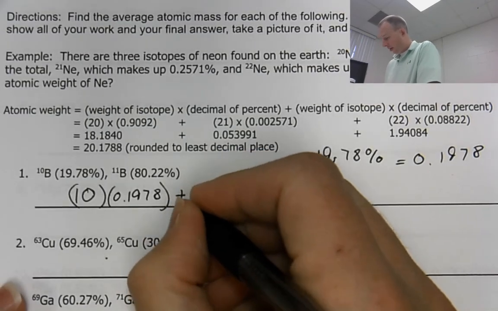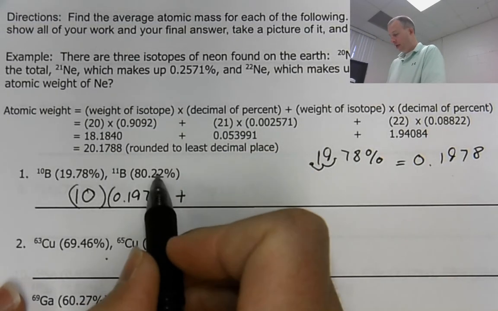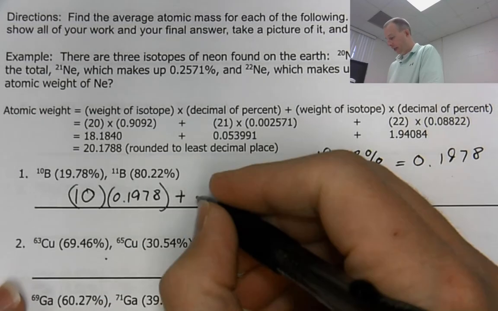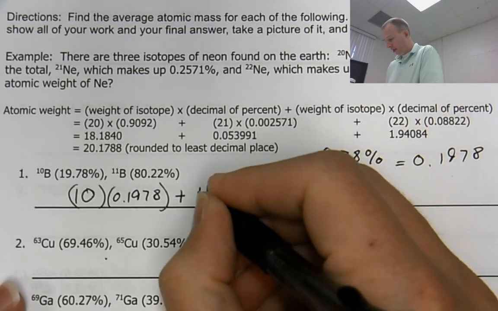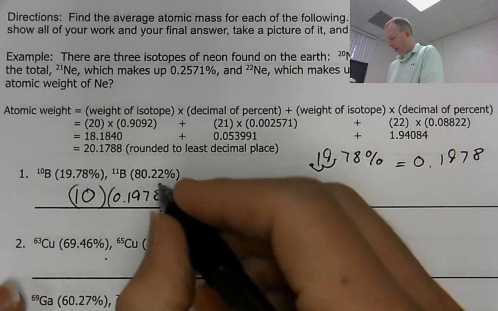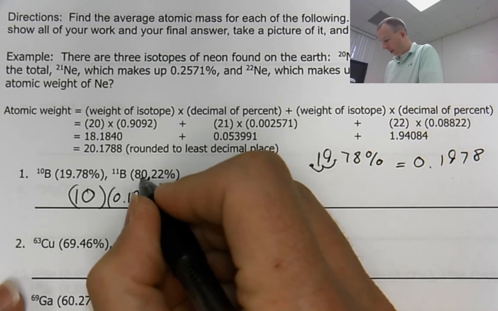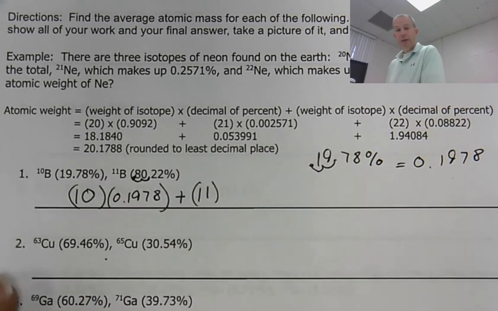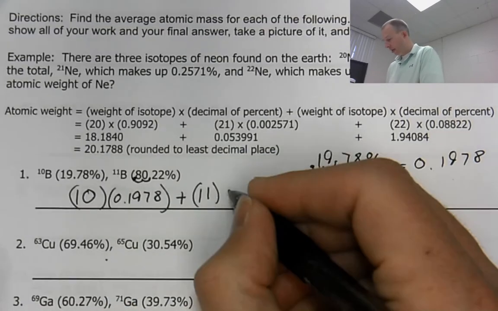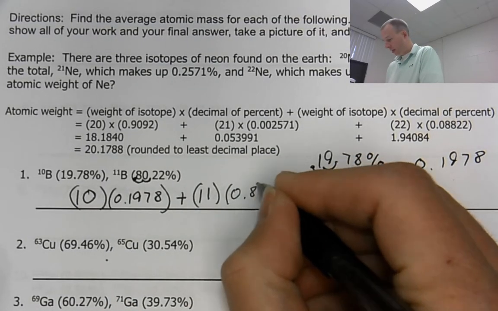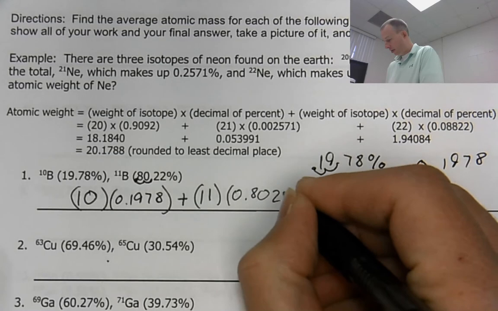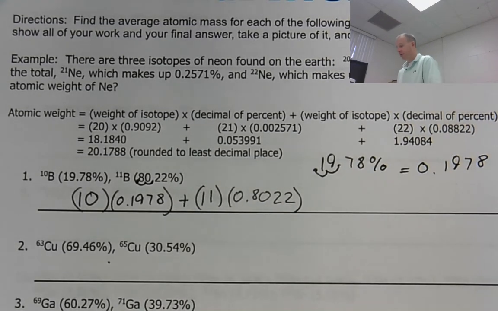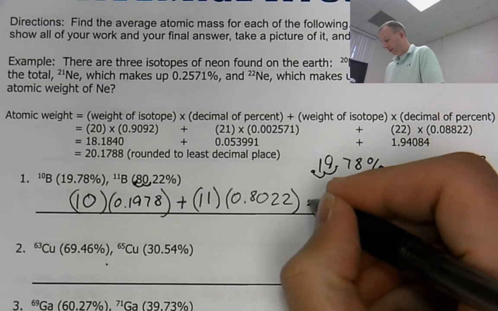Then you have another isotope with another percentage. You're going to do the same thing again, except now it'll be 11, and then you'll have 80.22. You're going to move the decimal point over 2 spots again, which is the equivalent of dividing by 100, and that'll be 0.8022. Now, the next step, I mean, that's it. That's the problem. Now you just got to get the answer.